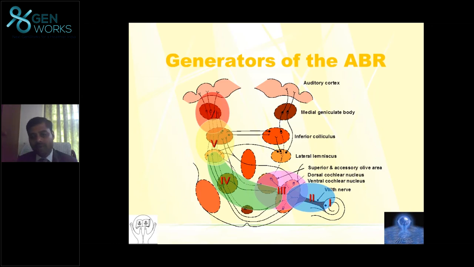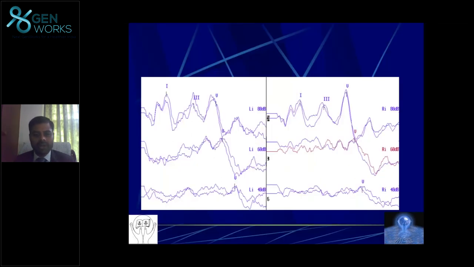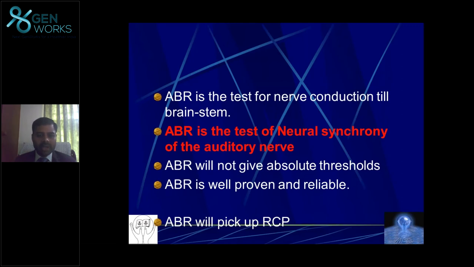If you have to do it on an adult, we use a diagnostic ABR. In diagnostic ABR, we look at the 5 peaks based on the amplitude, latency, intensity, differences, and relationships. We do the differential diagnosis, which means using this test, we can even pick up pathologies at different levels in the auditory pathway. Okay, this is how the conventional ABR works. I'll not go into detail about it. Now, ABR is a test of neural synchrony, and it is not a test of the auditory nerve. This is very important.